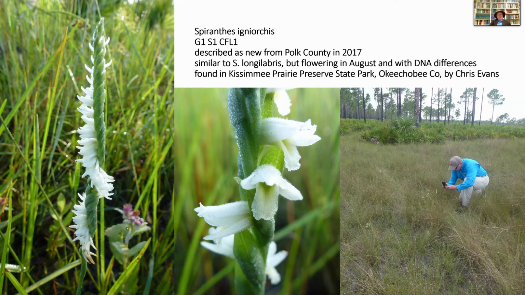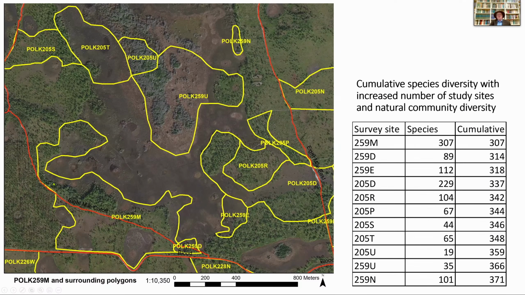So we were looking over here at this Polk 259M on that previous compilation of flora. And now let's expand out into the landscape further and add in surveys of other community type polygons. As I add in more of these, you notice I'm adding species fairly slowly now, but sometimes in little jumps, but still adding each time you survey more area. As would be expected, even in an area of relatively similar habitats, as you look at more different microsites and more different survey type polygons, you add more species.